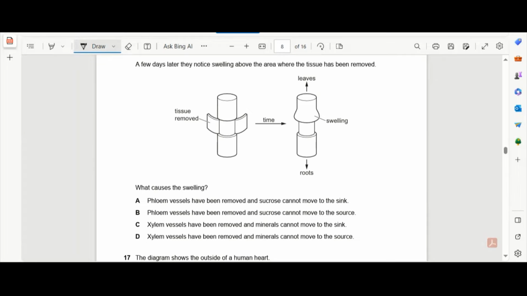Okay, if you know the structure of the stem, you will know that the phloem is in the outer region of the stem and xylem is inwards. So of course it will be either of these two. Phloem vessels have been removed and sucrose cannot move to the sink. Yes, this is the correct answer. A is the correct answer. B is phloem vessels have been removed and sucrose cannot move to the source. No, it won't. It won't move to the source. It will move to the sink. So A is the only correct answer.